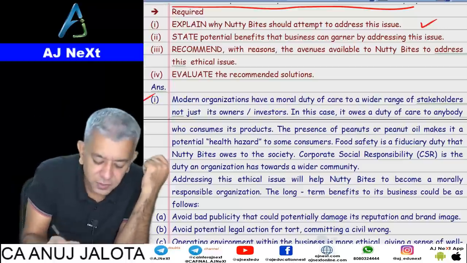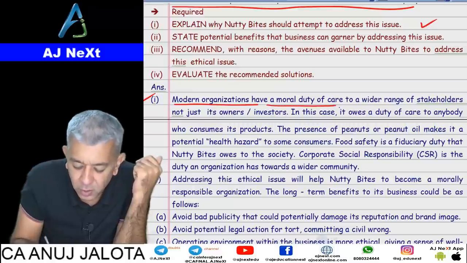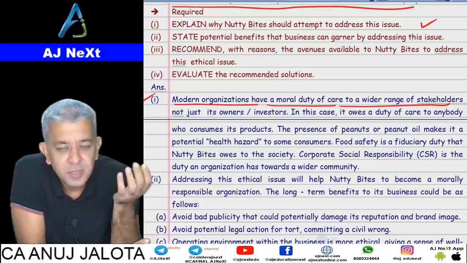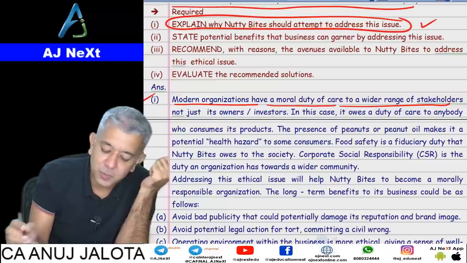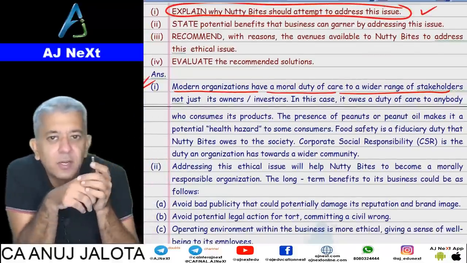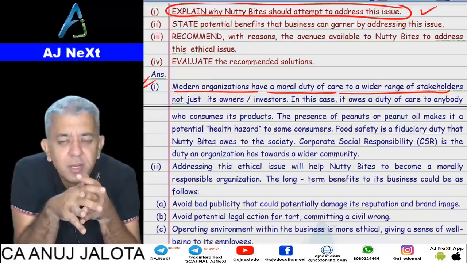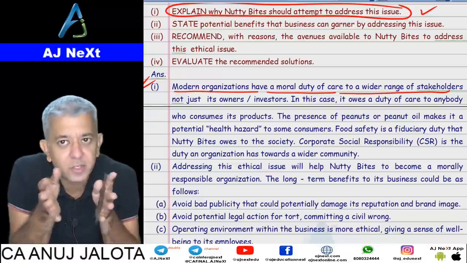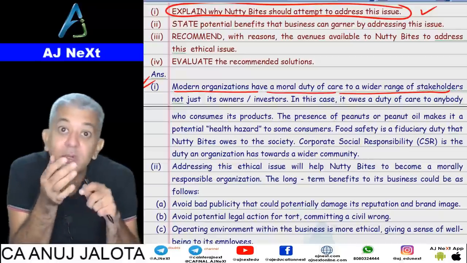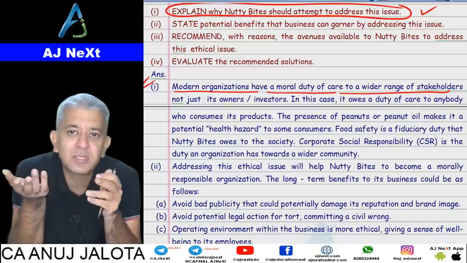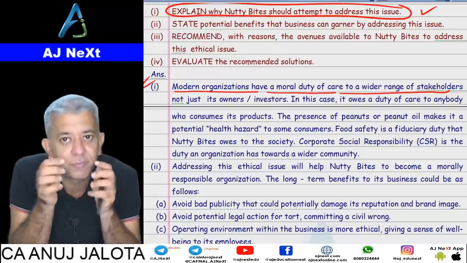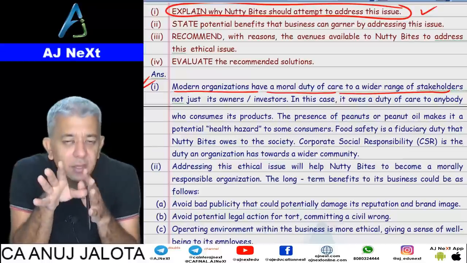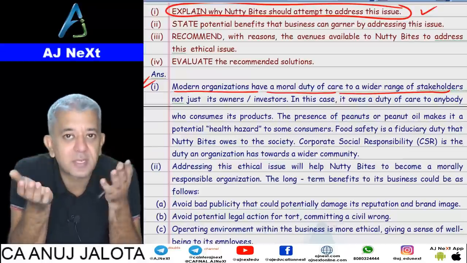Fine. First, modern organizations have a moral duty of taking care of a wide range of stakeholders, not just the owners or investors. Now see, part one had asked why we should address this particular issue, and our answer to part one basically starts with that only: most organizations today operate in an environment which is very open. If you are going to be doing something wrong, it spreads very fast. Moreover, a company has a duty not towards the shareholders only, but towards the customers and the other stakeholders also. So if due to the presence of peanuts there is a slight amount of health hazard to the customers, it is the duty in this particular case of this company to tell its customers that there is a problem.